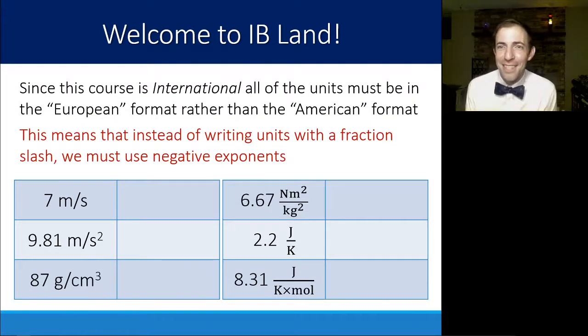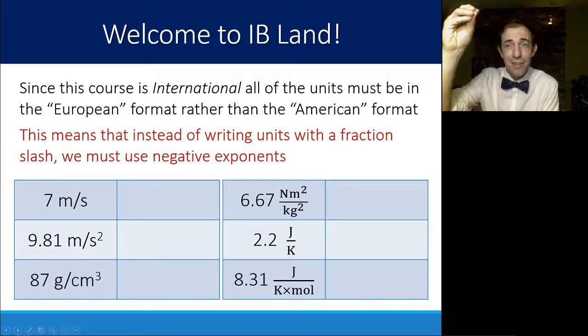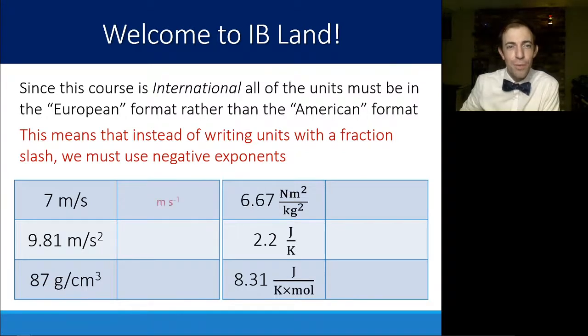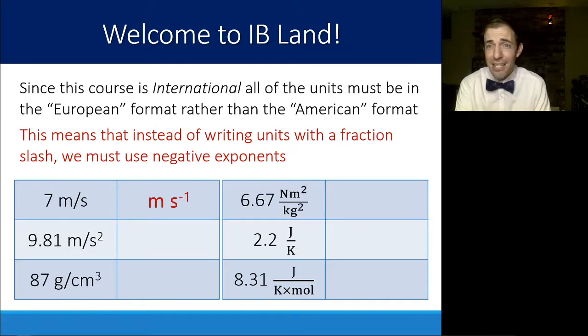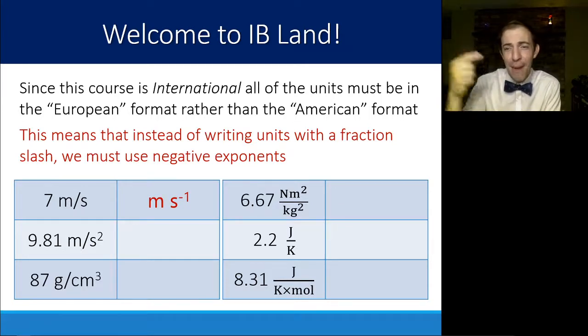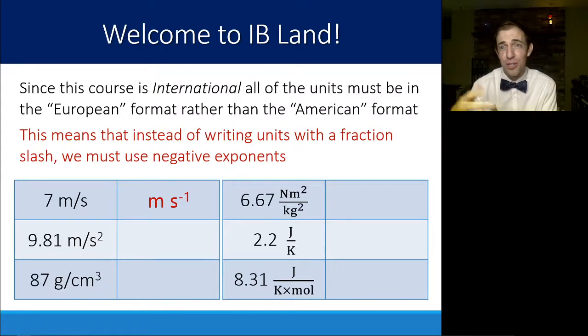All right, in IB physics, we are going to present units, particularly fractional units, in a slightly different format than you've probably seen. Instead of using fractions like meters over seconds, we're going to present that as meters seconds to the minus 1. We're going to use negative exponents to indicate that something is on the bottom part of a fraction. So seconds to the minus 1 is just the reciprocal of seconds, and is the same thing as saying 1 over seconds. It's just a mathematical property.